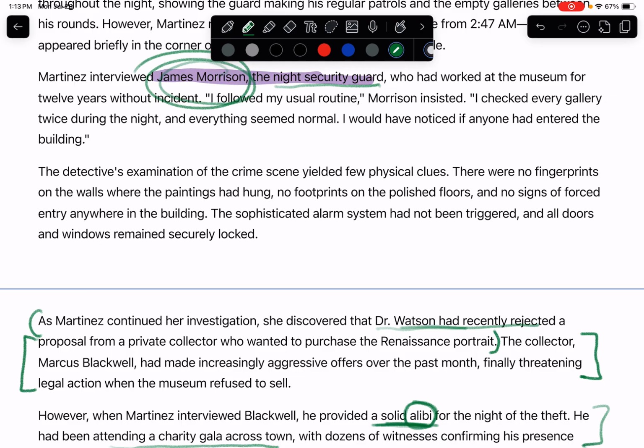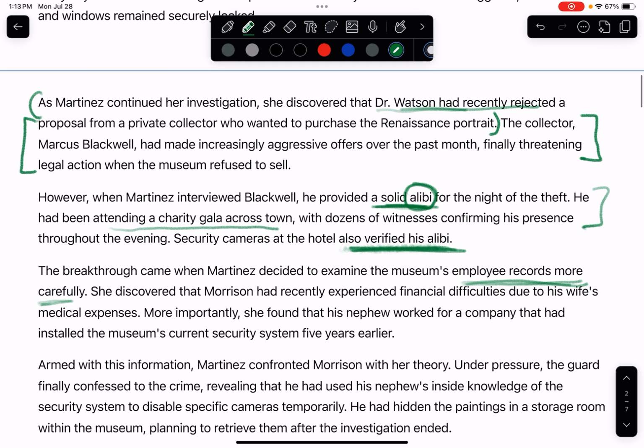Oh no, Morrison's the security guard. So you have to always go back. Morrison's the security guard. The breakthrough came when Martinez decided to examine the museum's employee record more carefully. She discovered that Morrison had recently experienced financial difficulties due to his wife's medical expenses. So Morrison's a security guard. He's having some money problems. Okay? And when people have money problems, people are willing to do things sometimes that are not the best.